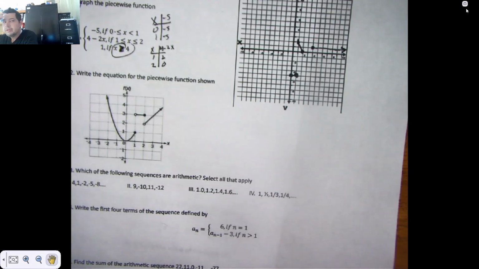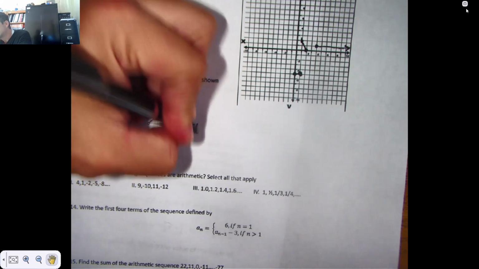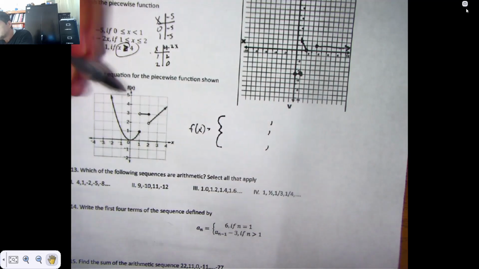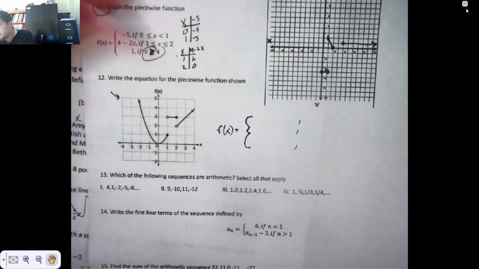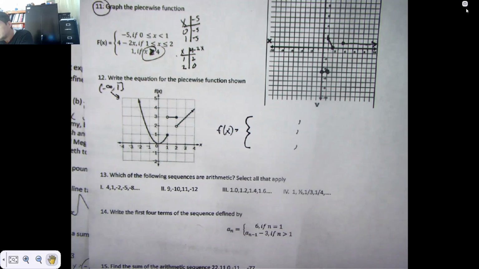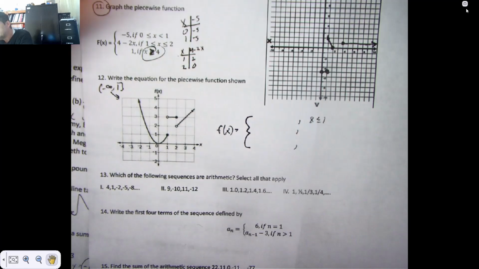12, you're writing the equation for the piecewise function. She has 1, 2, 3 pieces. I'll just call her f of x. And I usually make the domain first. This piece is drawn from -infinity to 1. Think about it. If you think about intervals, because I know you like intervals, that piece is -infinity all the way to 1, inclusive. The inequality for that is that you're less than or equal to 1.